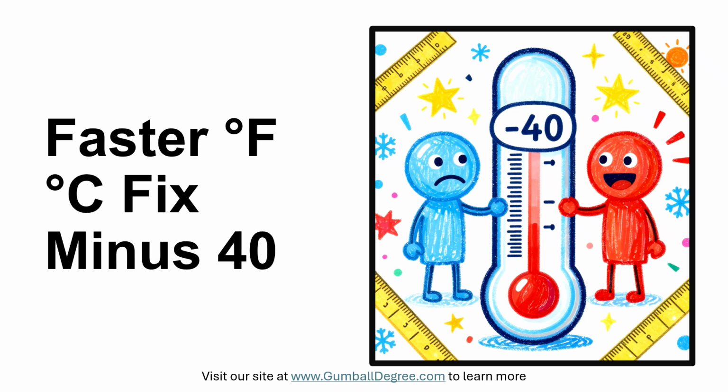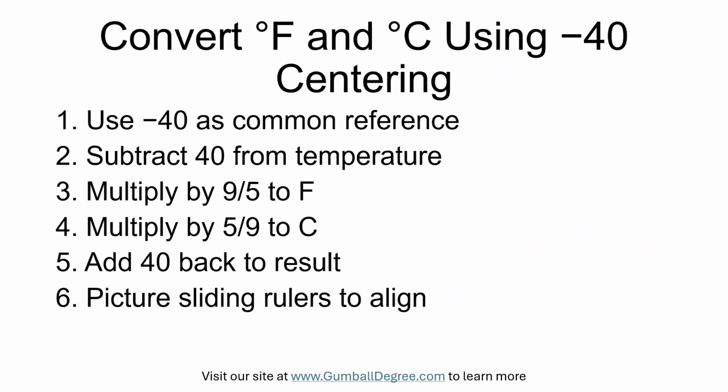Use the centered formula TF minus 40 equals 9/5 times TC minus 40, then add 40 back to convert between Fahrenheit and Celsius. Think of the cold spot, where both temperature scales agree. Negative 40 degrees is the same on both Fahrenheit and Celsius, so you move the scales to that point first.